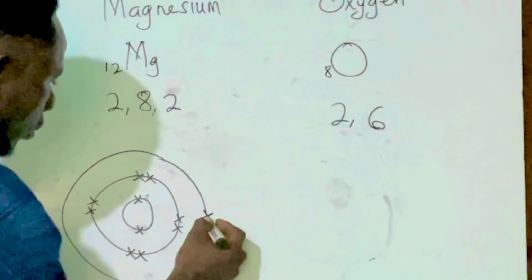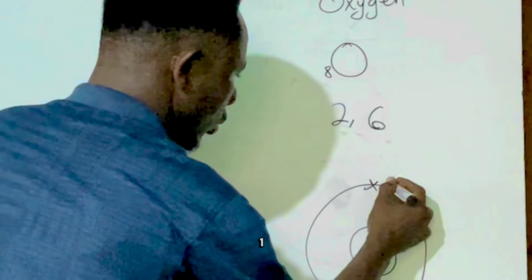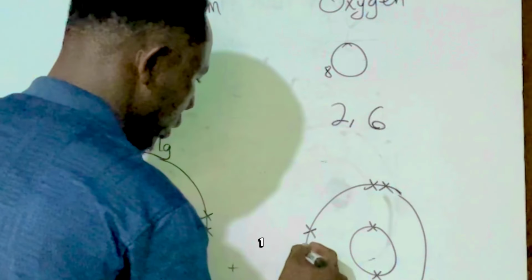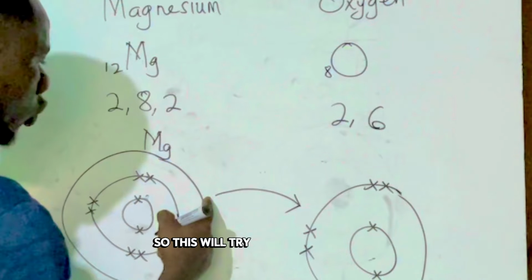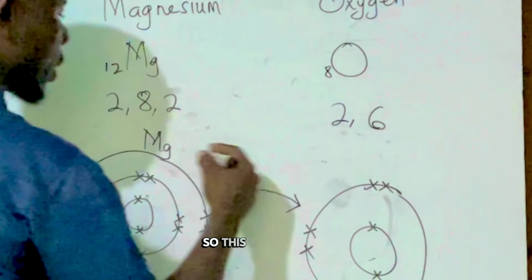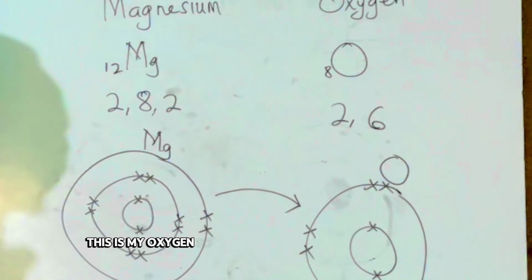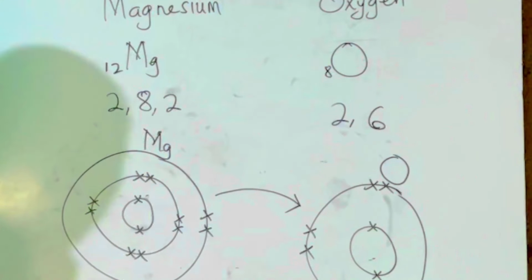Then oxygen is what? 2, 6. So I'll draw for 2, then I'll draw for 6. So this will donate 2 to this. So this is my oxygen. So this is the magnesium atom, and this is the oxygen atom.